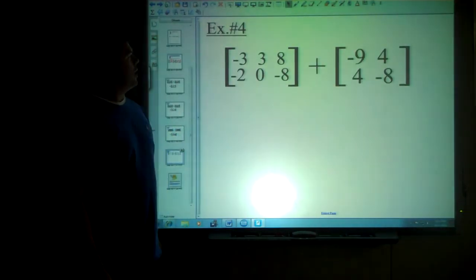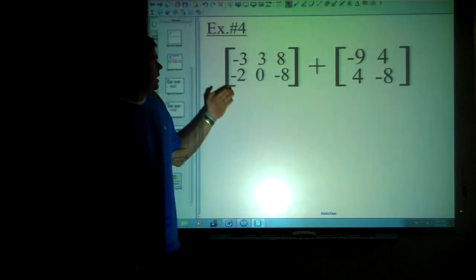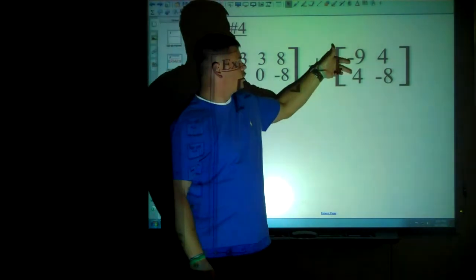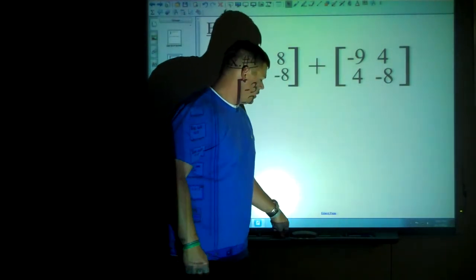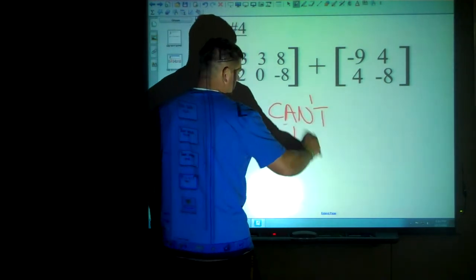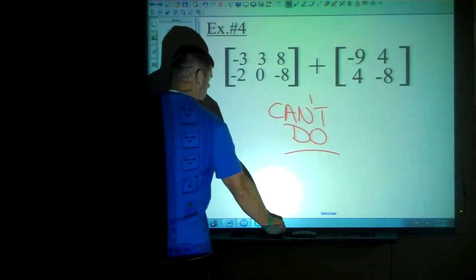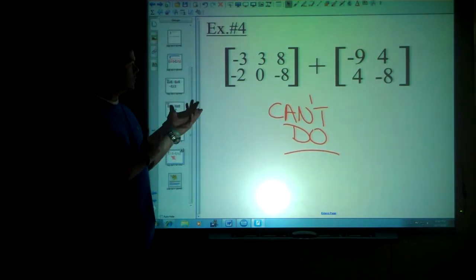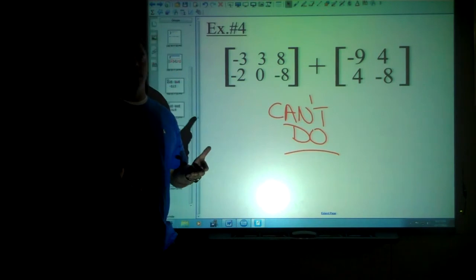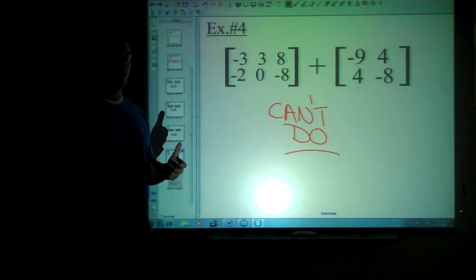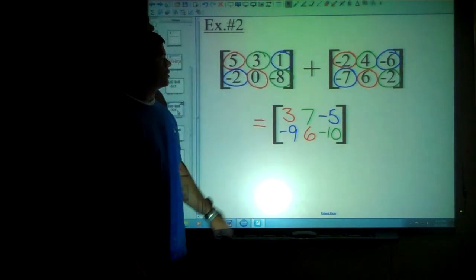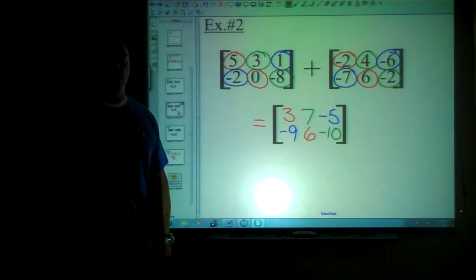Alright? And in this problem, this matrix C is made up of 2 rows and 3 columns. This one is made up of 2 rows and 2 columns. Therefore, we cannot do it. We will not be adding those together. That's as far as we can go in that problem. So it's really just adding and subtracting positive and negative numbers, but you've got to be very careful that you're actually adding the same location of the matrix and putting your answer in there and watching your signs.